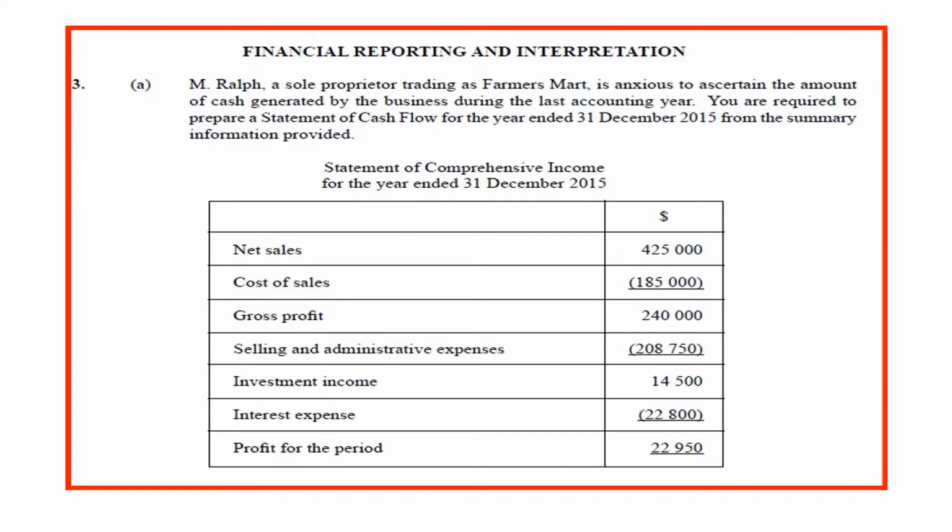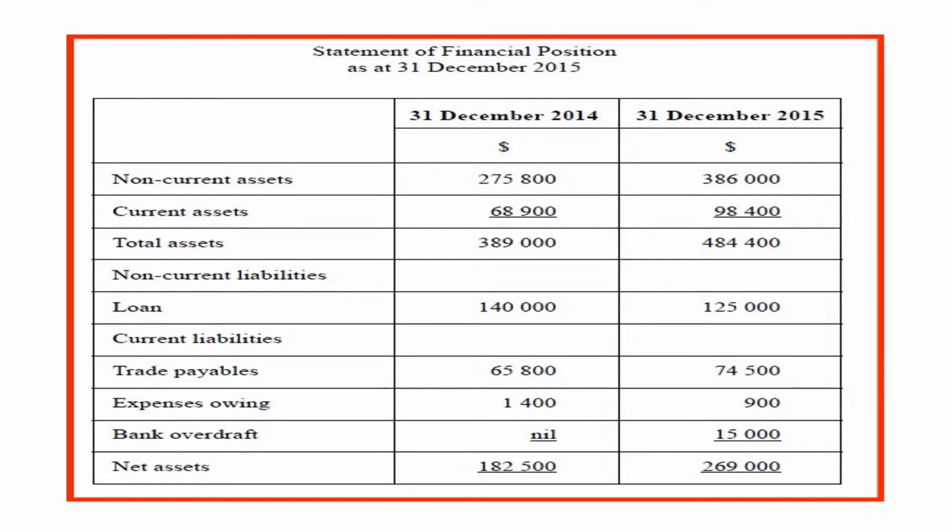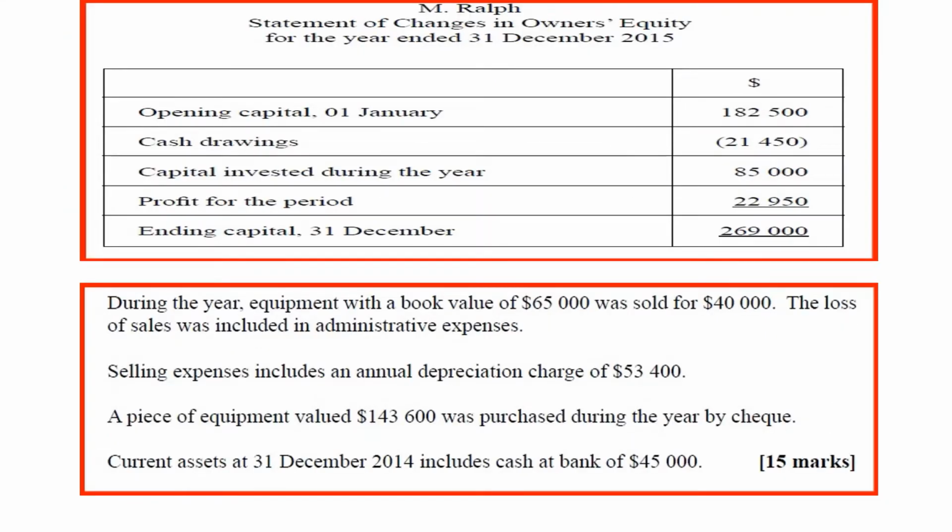In addition to this, we have the statement of financial position as at 31st December 2015, and it gives us comparative statements, the balance sheet. Okay, I have already read it. You will take your time and go into it and read it. We also have a statement of changes in owner's equity for the year ended 31st December 2015 and some additional information. I will read through the additional information at the bottom because I will not be flipping back to it. So from time to time, you will pause the video and look back at this information.